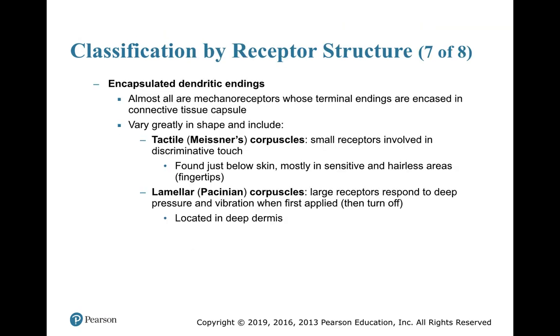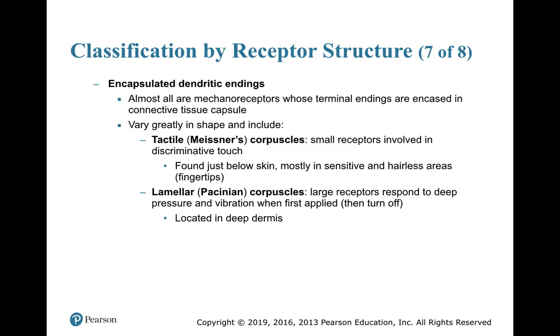Encapsulated dendritic endings are almost all the mechanoreceptors. Their terminal endings are encased in connective tissue capsules. They vary greatly in shape and size. They would include Meissner's corpuscles. That's the former name. They're now called tactile corpuscles. These are small receptors that are involved in discriminating touch. They're found just below the skin, mostly in sensitive and hairless areas such as our fingertips.